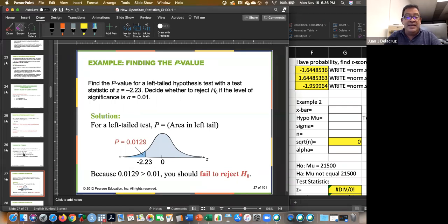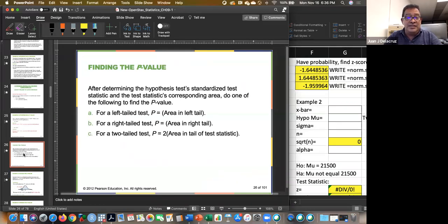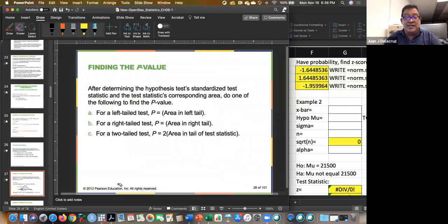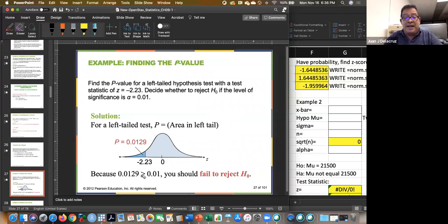So what might be the choice? We go back to our rule: p-value greater than alpha, then fail to reject. That's what we did here. Because the p-value is greater than alpha, we fail to reject H naught. Remember, we never accept H naught, we only reject or fail to reject. That's something we need to keep in mind. I hope this is clear.